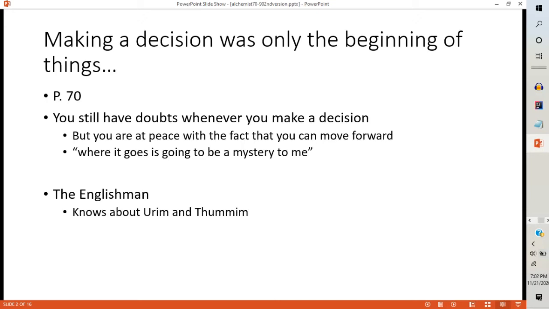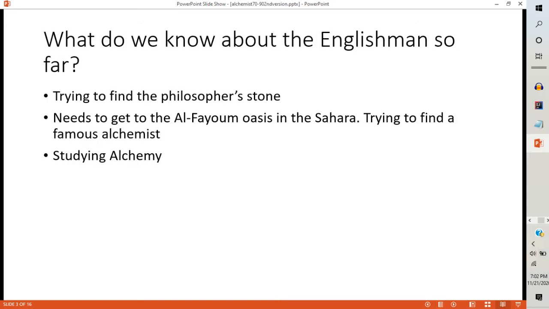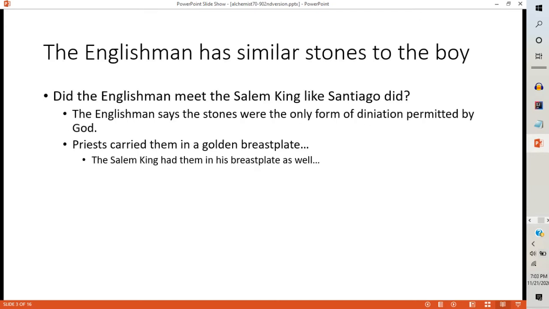If we turn the page, he actually has some of his own. He reaches in his pocket and pulls out similar stones. He says that it's from the Bible. Priests carried them in a golden breastplate. And remember, the Salem king gave Santiago the stones from his gold breastplate. The Salem king had a very similar thing.